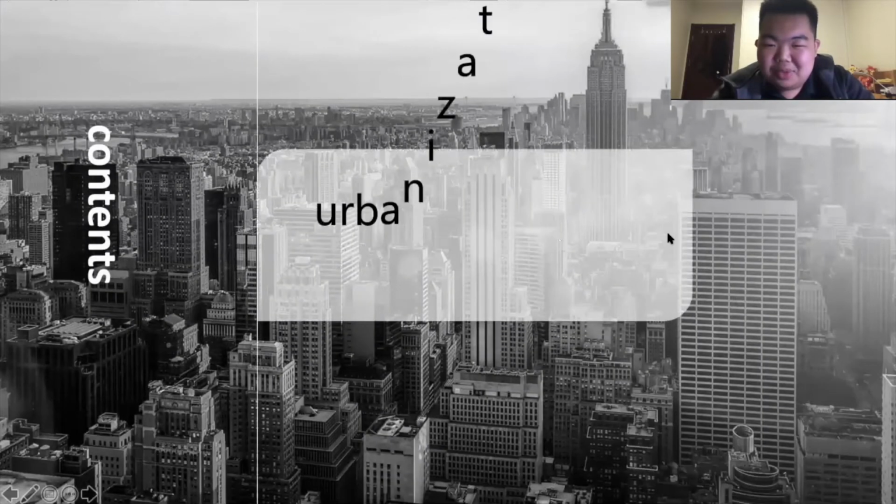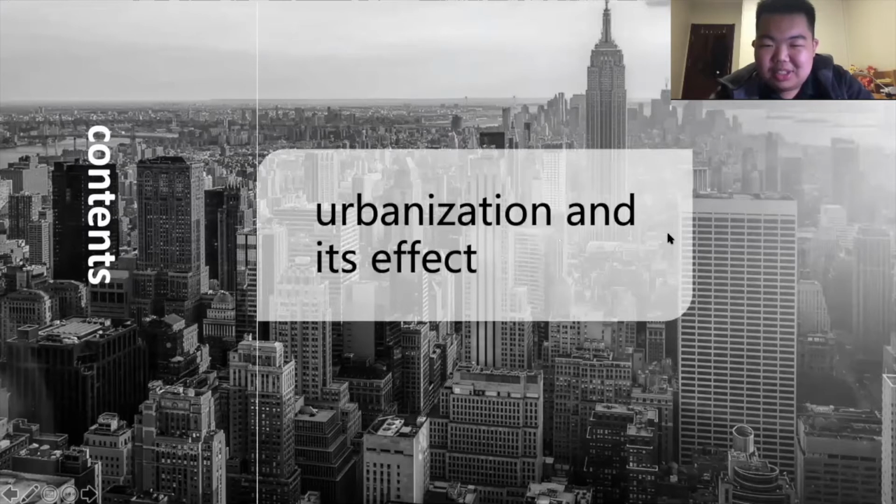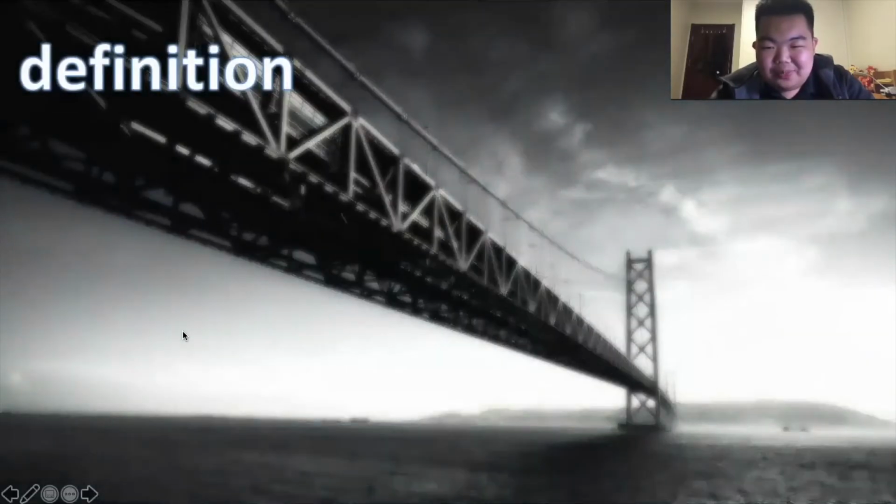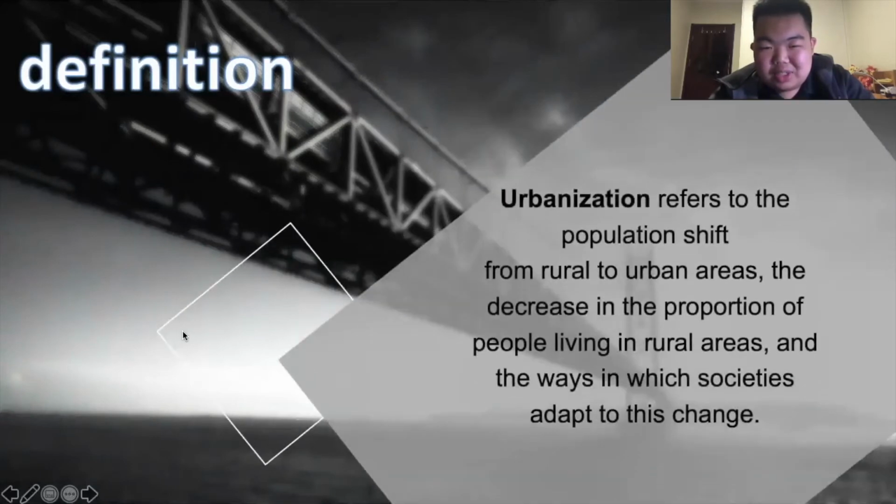Then we will come to the second part, urbanization and its impact. First of all, let's have a quick look at the definition of urbanization. Urbanization refers to the population shift from rural to urban areas, the decrease in the proportion of people living in rural areas, and the ways in which societies adapt to this change.